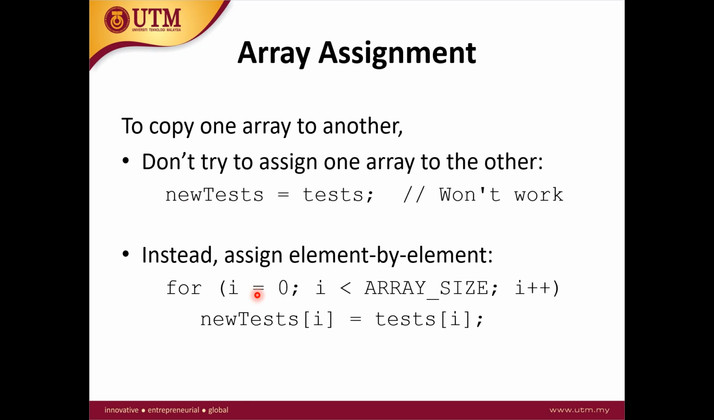And here, how to copy one array to another. We can't directly say new test equal to test if they are arrays. It doesn't work, but we need to assign them element by element. For I equals 0, I is less than array size, I plus plus. New tests of index 0 equals tests of index 0. Then I is going to be 1. New tests of index 1 is going to be the tests of index 1. So this is how you can assign an array to another array.